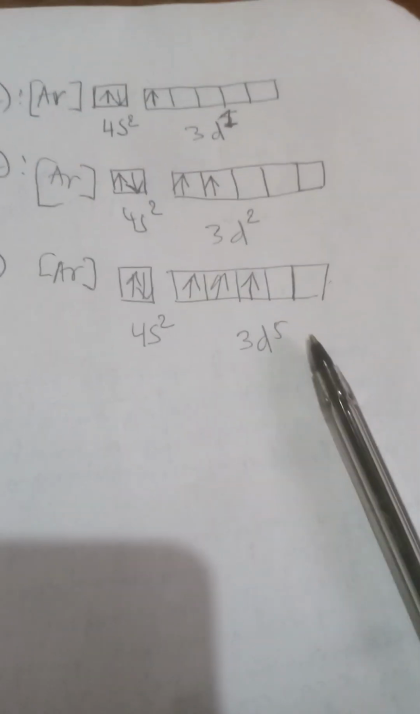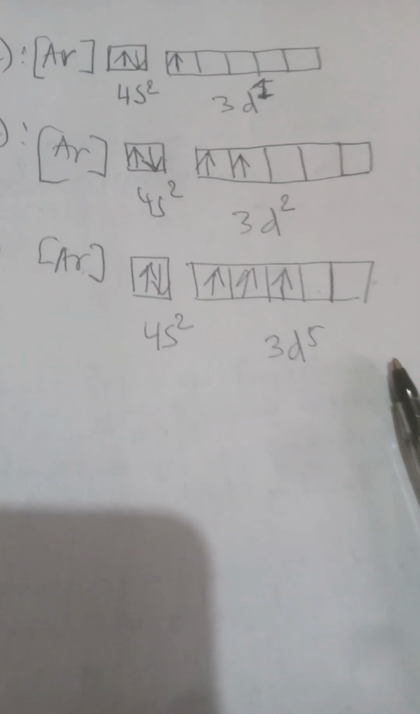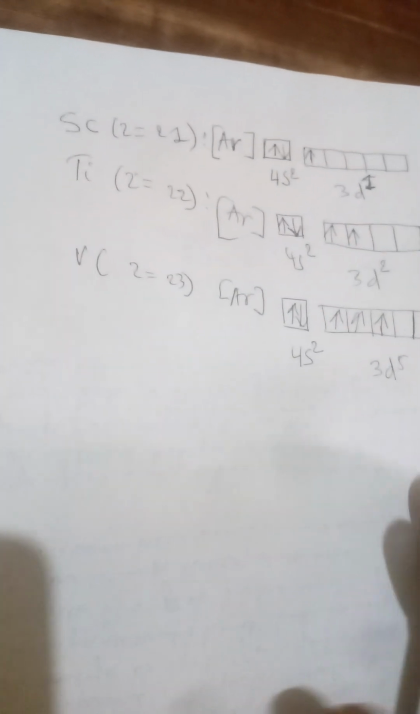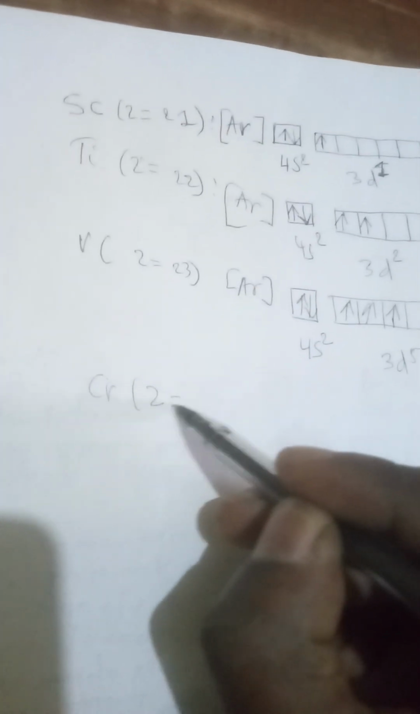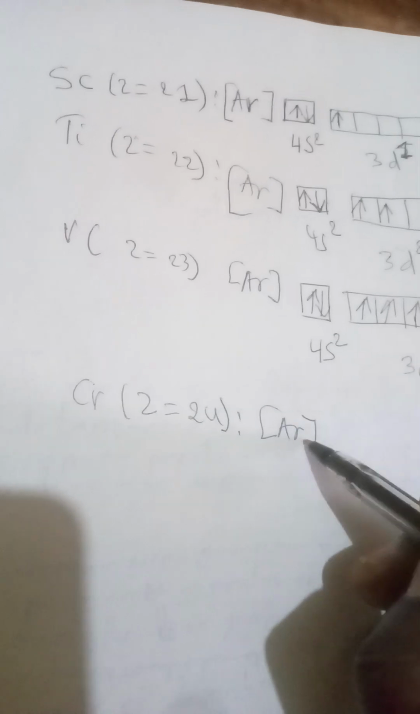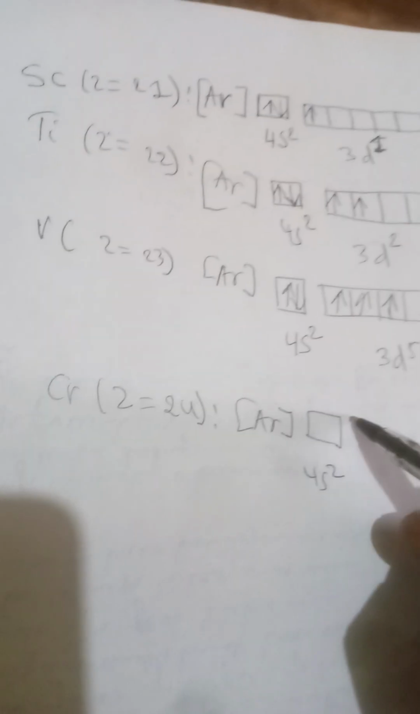I encourage you to continue to see, because I want to finish here by showing at least 5 transition methods. We'll continue tomorrow. Here I have chromium. I have shown you that chromium is an exception because here, with the configuration of argon, I will have 4s2.